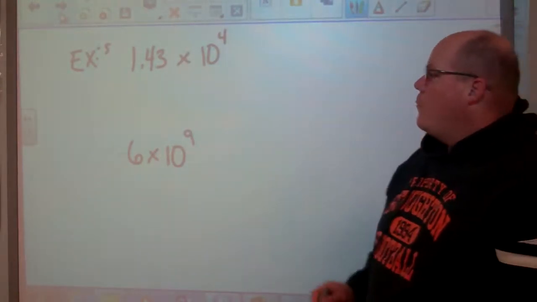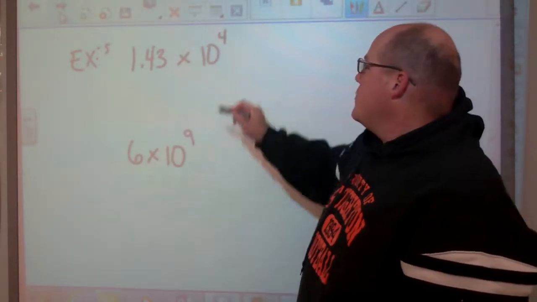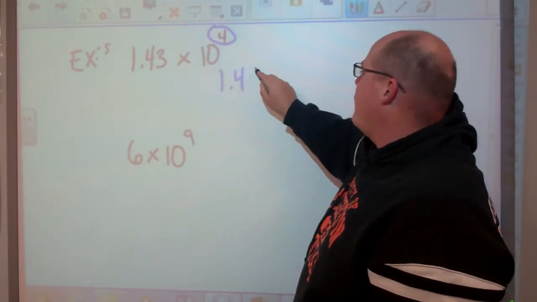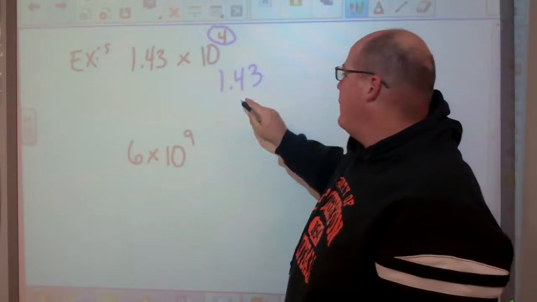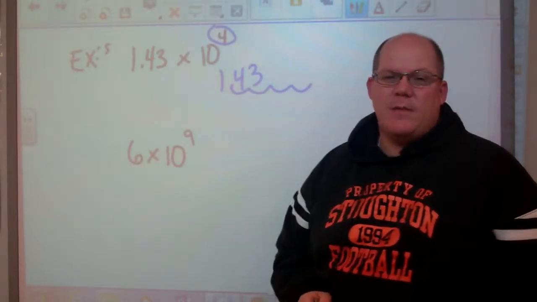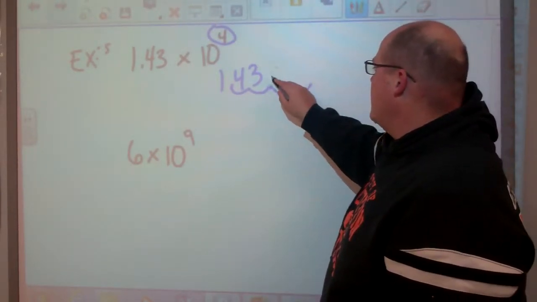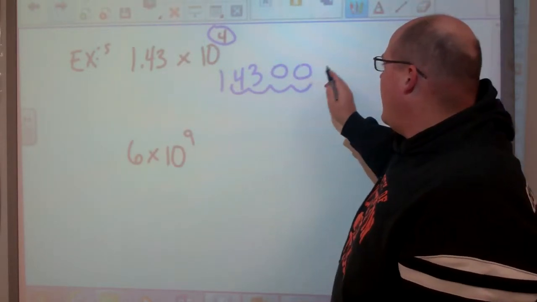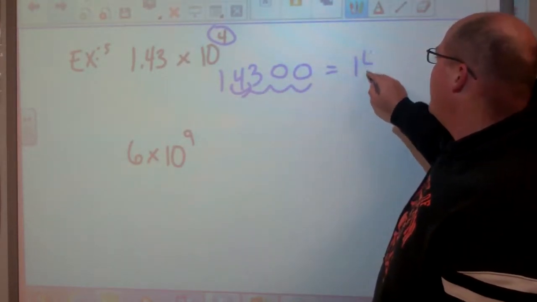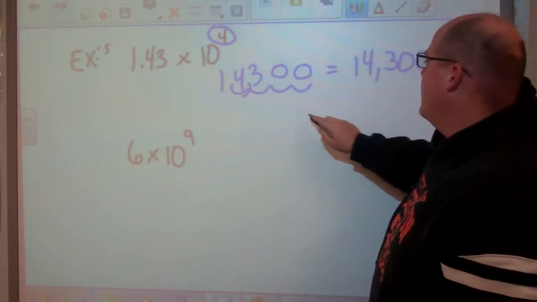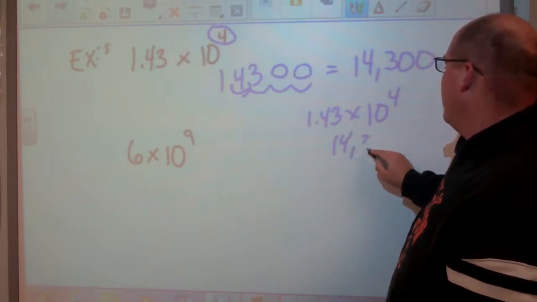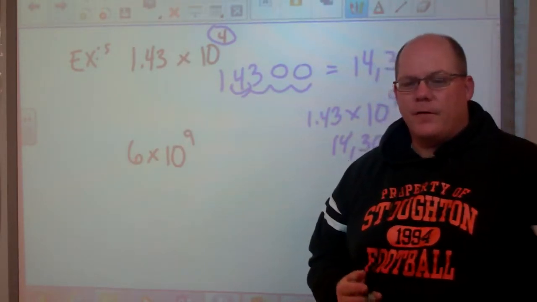So let's look at examples. We have 1.43 times 10 to the 4th. So I'm going to be moving my decimal 4 places. I have my number 1.43. Here's my decimal. I'm moving it to the right: 1, 2, 3, 4. Well, what do I put in these blank spaces? We're going to add zeros into those blank spaces. And then my comma, counting from the right, 1, 2, 3 spaces over. So this is going to be equivalent to 14,300. So 1.43 times 10 to the 4th is 14,300.